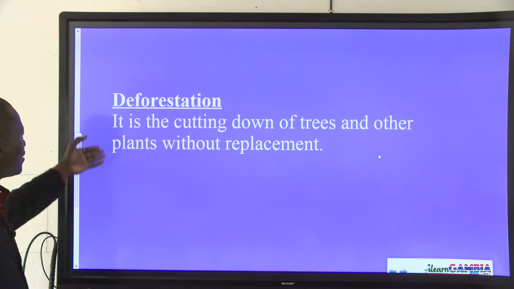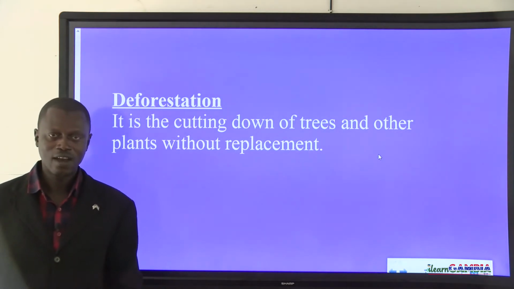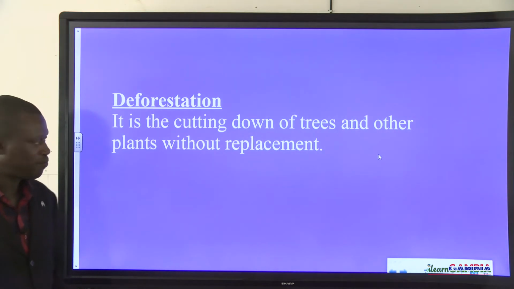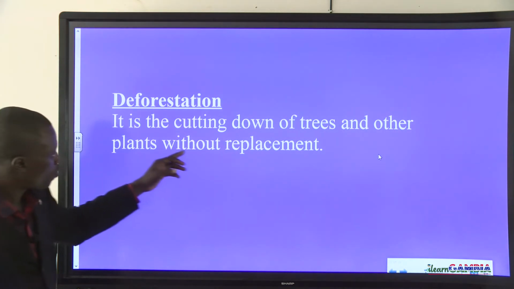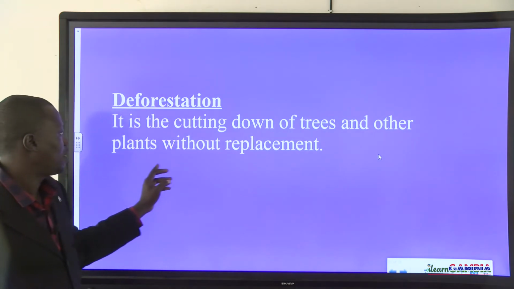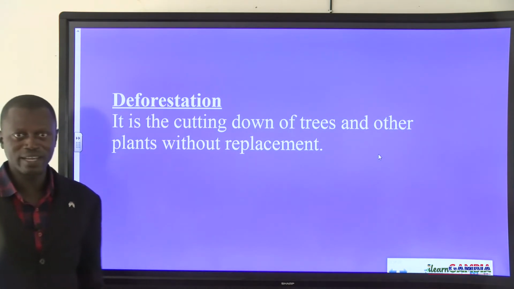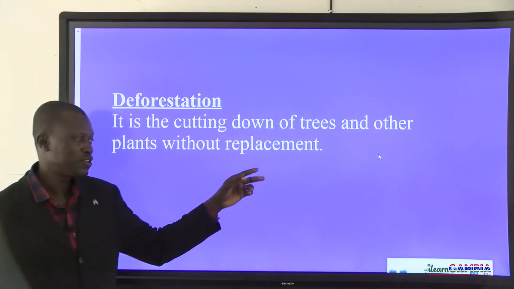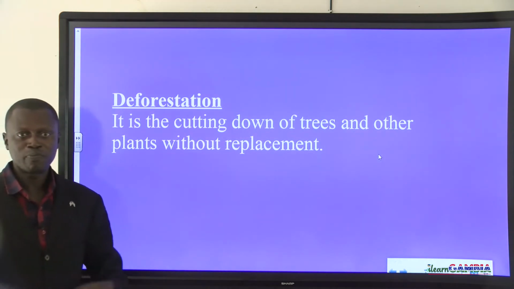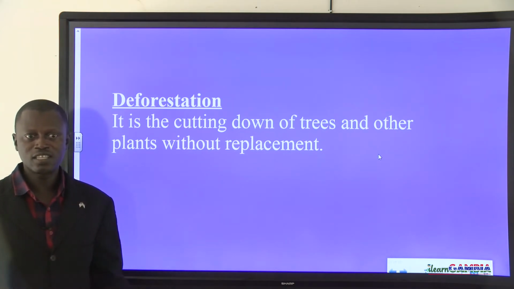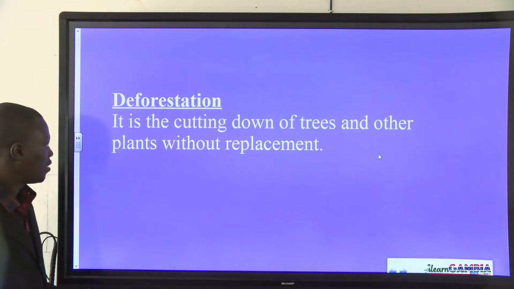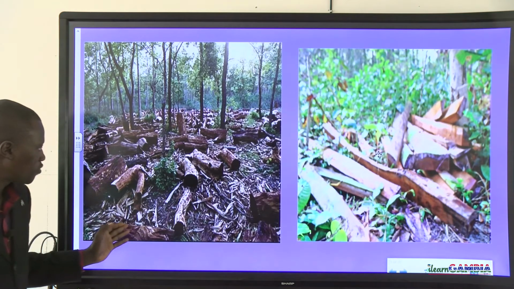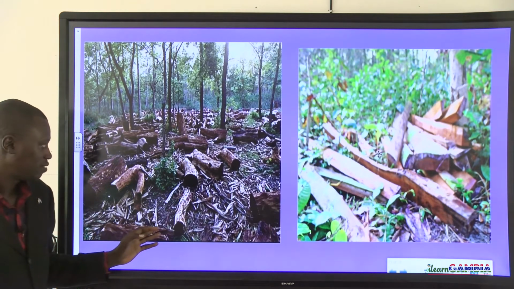Then next is deforestation. Now, what is deforestation? It is also a very common environmental problem in the Gambia. It is the cutting down of trees and other plants without replacement, which is a common practice in all the 66 forest parks in the Gambia. As we move further, we can see an image of a deforested vegetation.